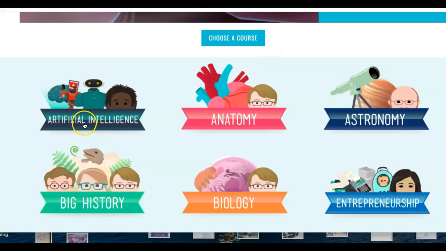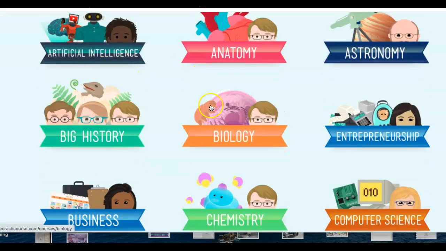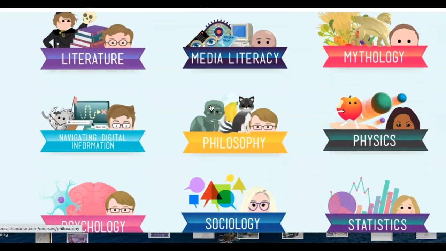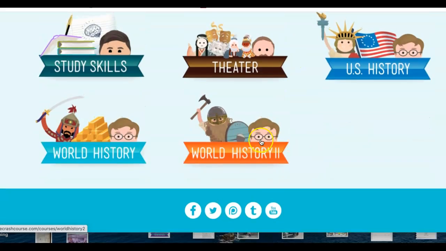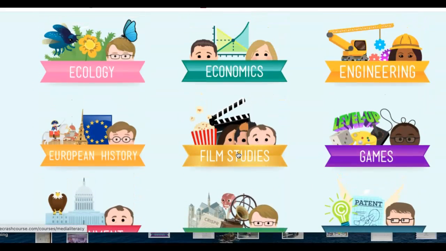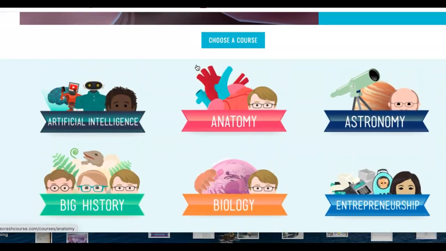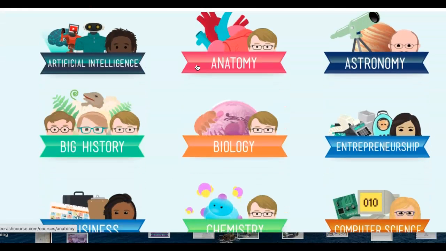choose a course. And if you scroll, there are so many different subjects, varying subjects to choose from: philosophy, literature, media, mythology, physics, world history, U.S. history, study skills, government, ecology. There's like so many, the list really seems to go on and on. So I want you to really look carefully over these options and pick a course that really stands out to you. Maybe a course that you're already interested in, or a course that you've been meaning to learn more about.